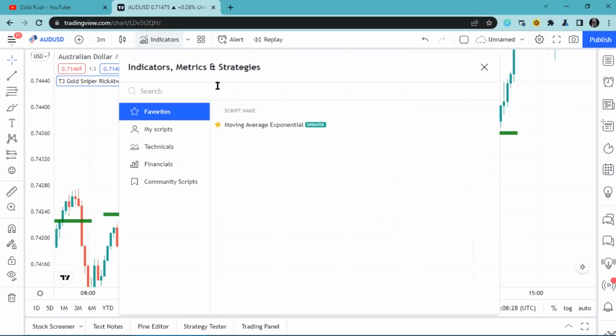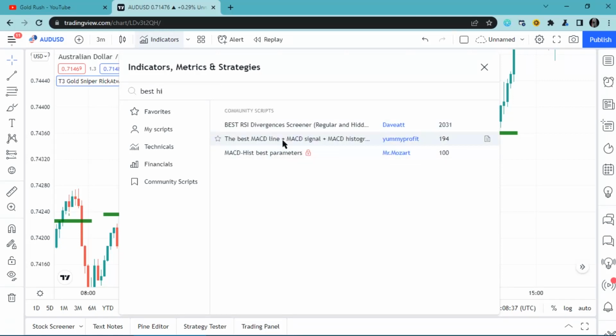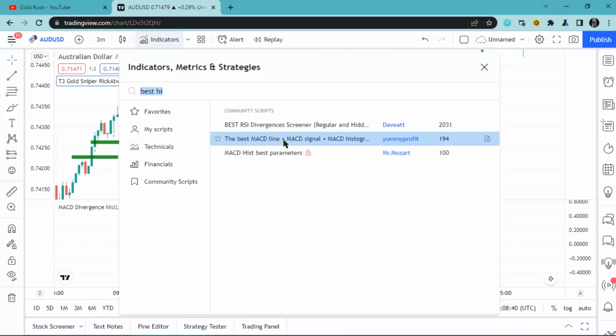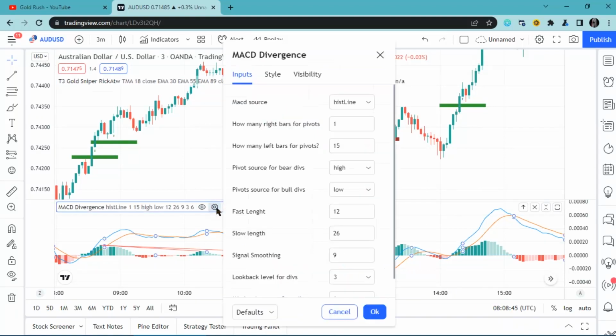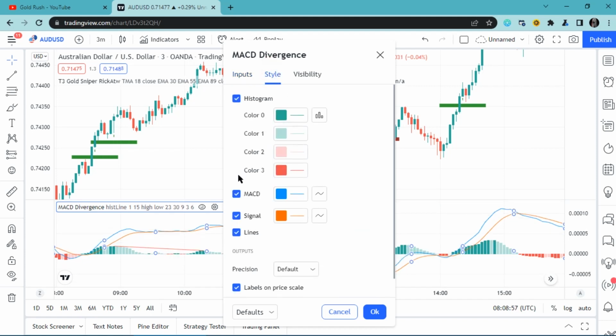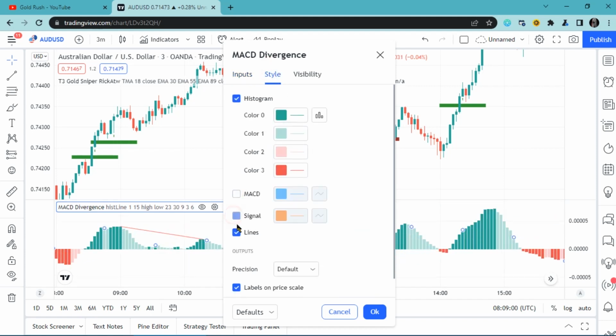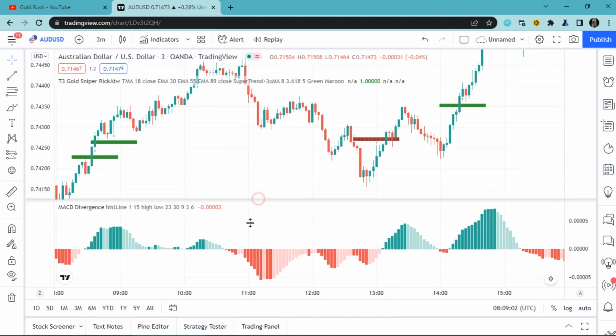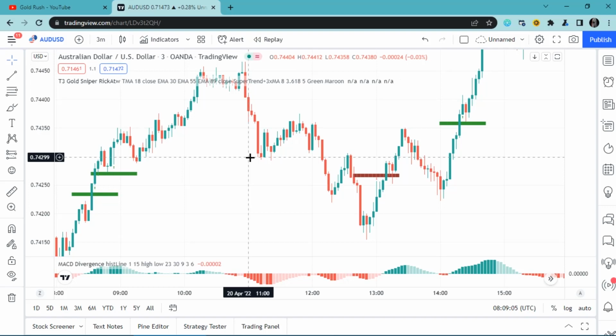Then we're gonna add another one called the best histogram. This one right here. Yeah, the best MACD line. Correct. And we're gonna go over here to tweak it a little bit. The fast length, we're gonna change this to 23. The slow length, we're gonna change this to 30. And we'll go over to styles, make the signals and lines go off. And this is our beautiful strategy, clean profits, consistent profits.